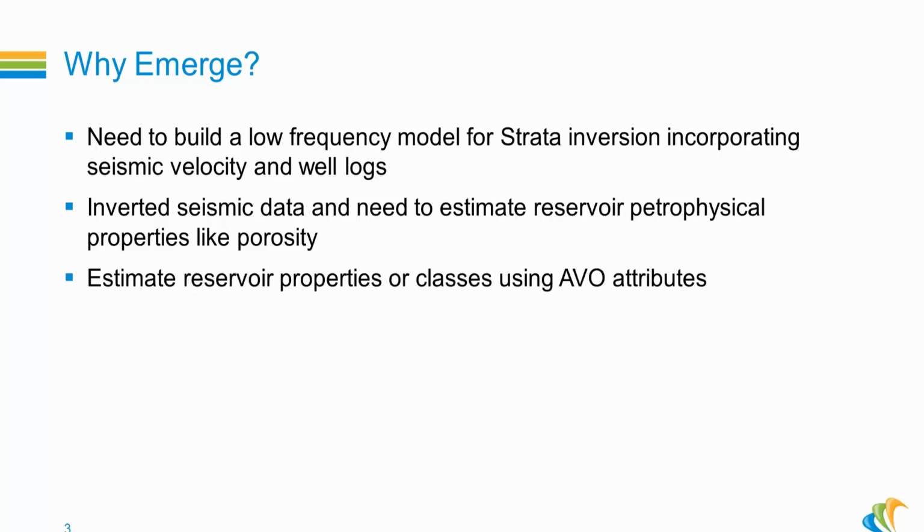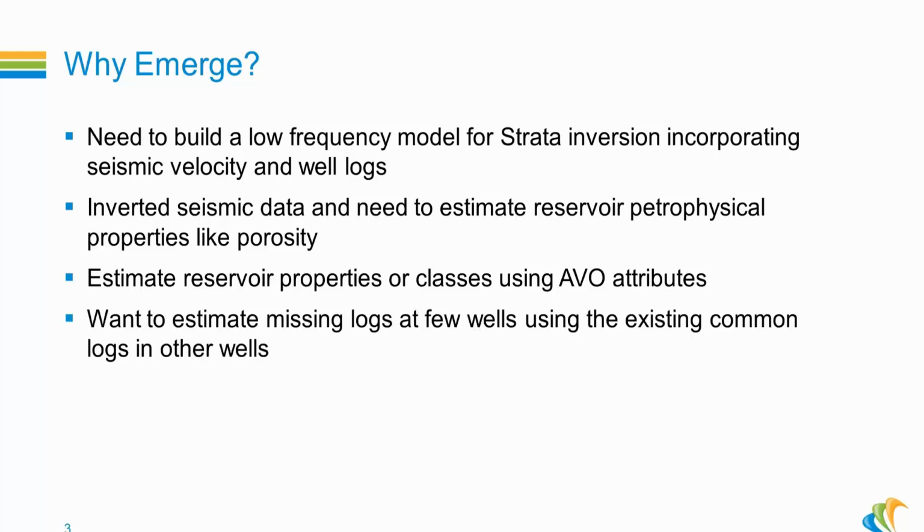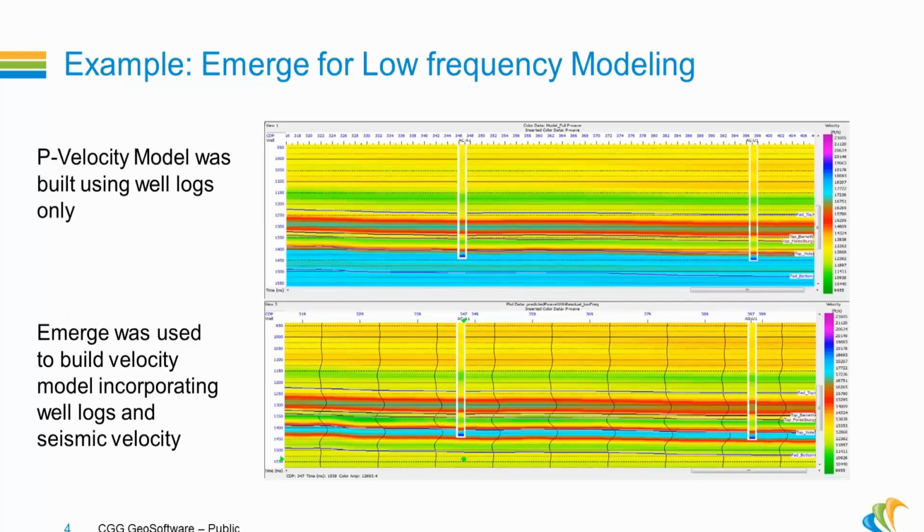We want to estimate reservoir properties or classes using AVO attributes. For this case, class means the class of the lithology type or fluid type, or lithology fluid type classes. So we're classifying the data based on their properties, not just AVO classes. And we want to estimate missing logs at a few wells using the existing common logs in other wells. So this can be done using Emerge. Let's look at some examples now.